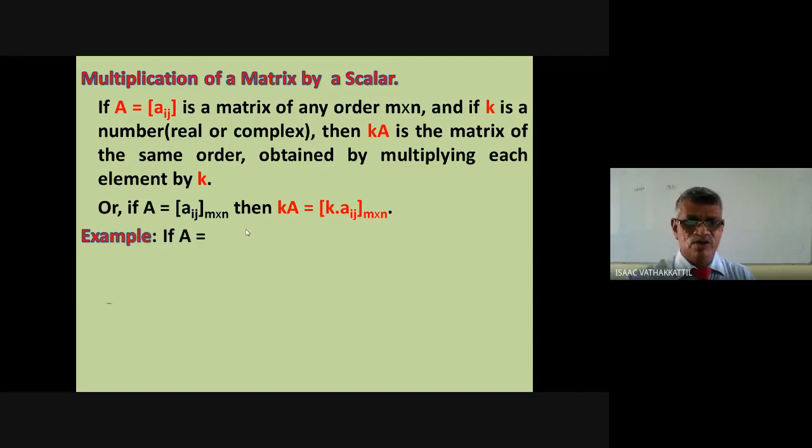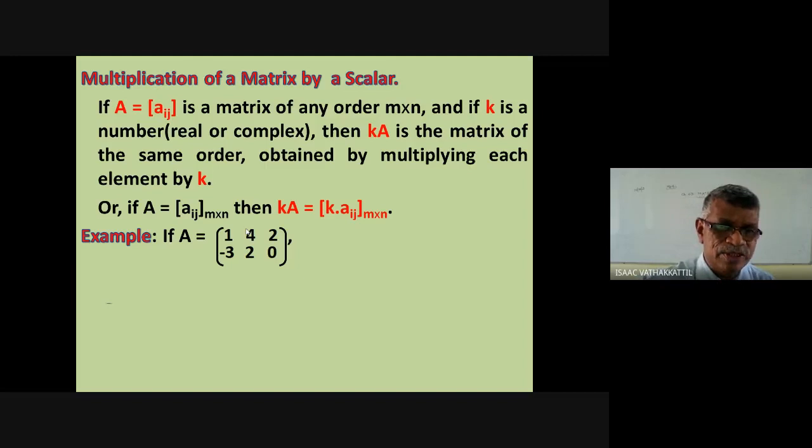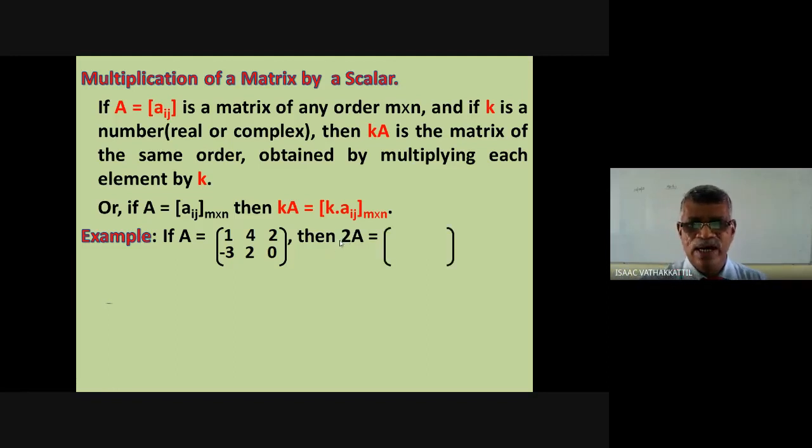For example, if A is a 2 by 3 matrix, [1, 4, 2; minus 3, 2, 0], what will be 2A? The order is not changed. Each element will be multiplied with 2. Can you understand? I'm multiplying each element by 2. First element, when I multiply with 2, I get 2. Then row wise, 8, and the third element will be 4. Further, we go to the second row: minus 6, 4, and 0. That is 2A.